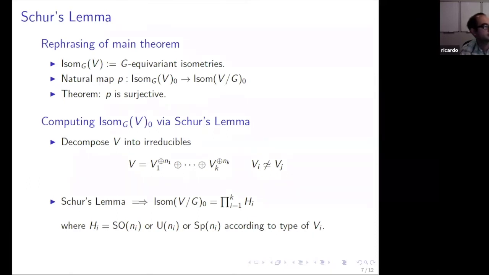Oh, sorry, this is a typo. I meant to write the G-equivariant isometries. So where you see isometry group of the quotient, you look at the G-equivariant isometries. Sorry about that. This is actually the product of groups Hi, where each Hi is one of those groups, either SO(Ni) or U(Ni) or Sp(Ni), and that depends on the type of the representation Vi.